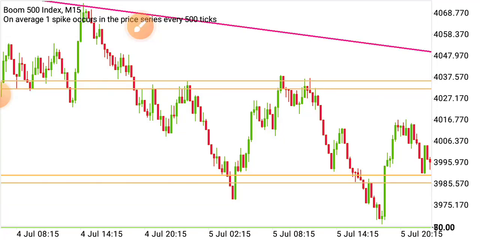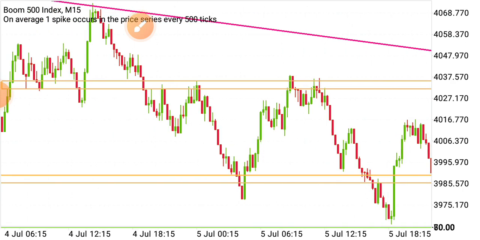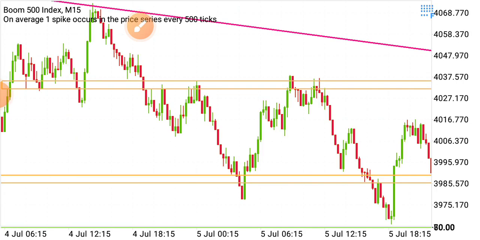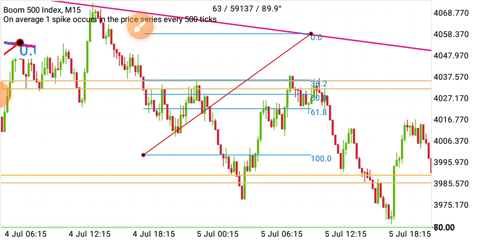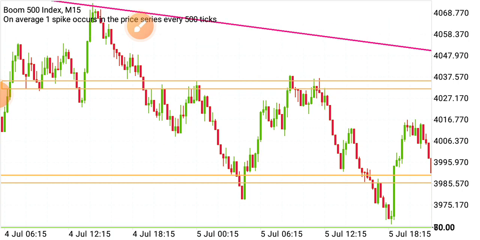I'll be showing you how I combine the Fibonacci retracement tool with market structure to get a high probability trading zone. I wouldn't want to waste much time, and I hope you understand the Fibonacci retracement tool. This is the tool we're talking about, and we're also going to combine it with market structure to identify high probability zones to go into for trades.